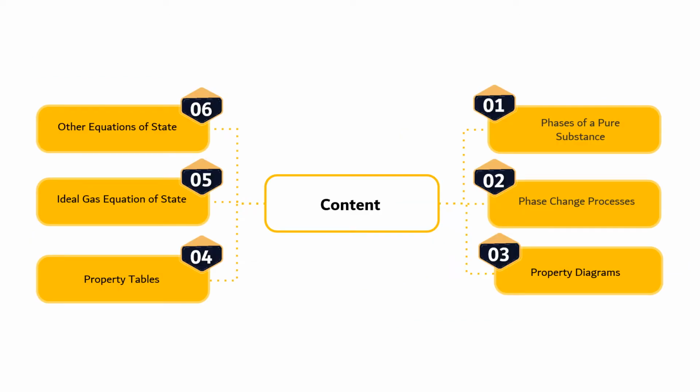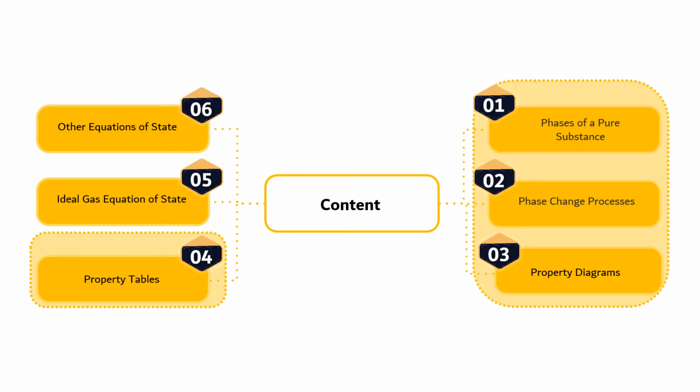Previously, we have discussed about phases of a pure substance, phase change processes, property diagrams, and property tables. In this segment, we will discuss about ideal gas equation of state.